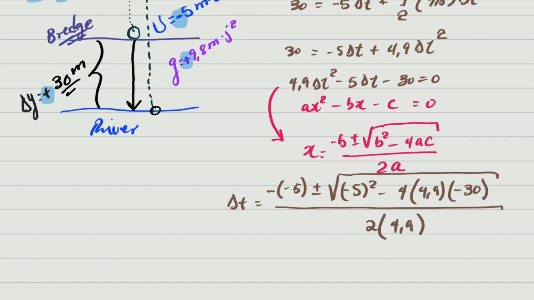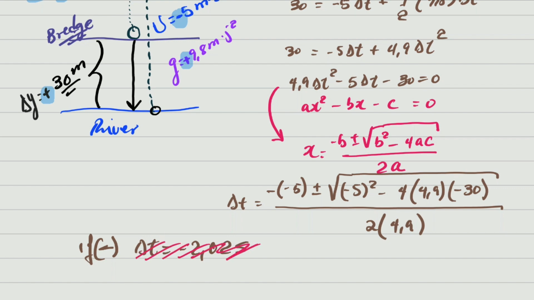Okay, and now you will get two answers. If you substitute the minus, you will get a negative answer. So, if you substitute the minus, you don't have to write this one, okay? The answer will be equal to negative 2.02 seconds. But we cannot have a negative answer for time. So this is already wrong.